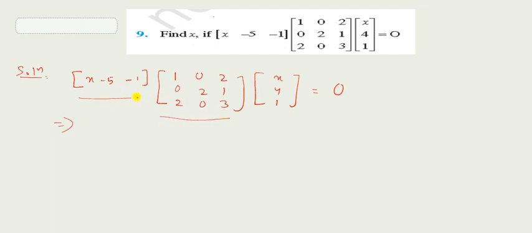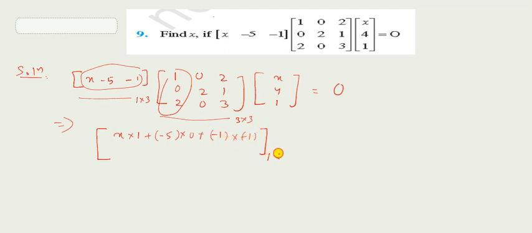This is a 1 cross 3 matrix, 1 row and 3 columns. This is a 3 cross 3 matrix. So this resultant will also be a 1 cross 3 matrix. So that means this is the first row and first column. Look at the first row and the first column, this will be x into 1, plus minus 5 multiplied with 0, plus minus 1 multiplied with minus 1. Again I have told this is a 1 cross 3, that means there will be one row but there will be 3 columns.